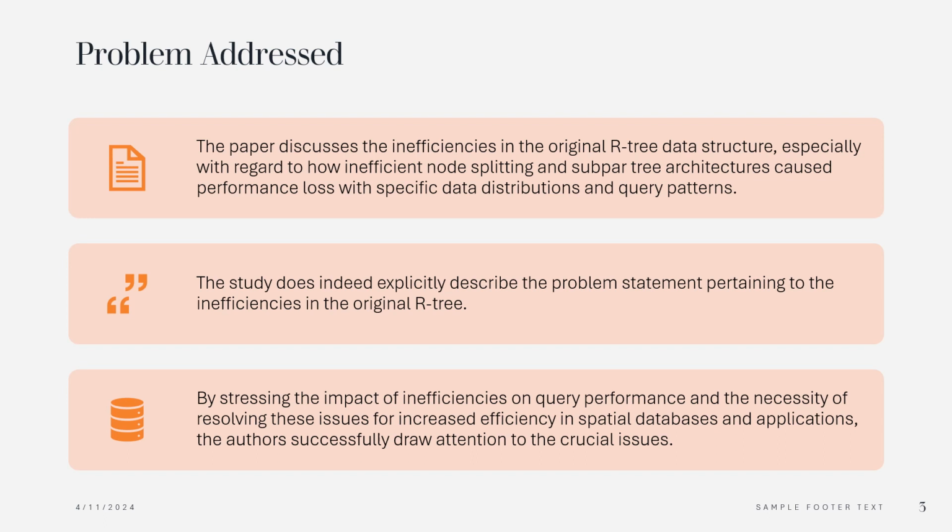These are the problems addressed. The problem discusses the inefficiencies in the original R-tree data structure, especially how inefficient node splitting is. Node splitting is very difficult. So this is the problem. The R-tree architecture causes performance flaws with specific data distributions and query patterns. With the data distributions also there is some problem.